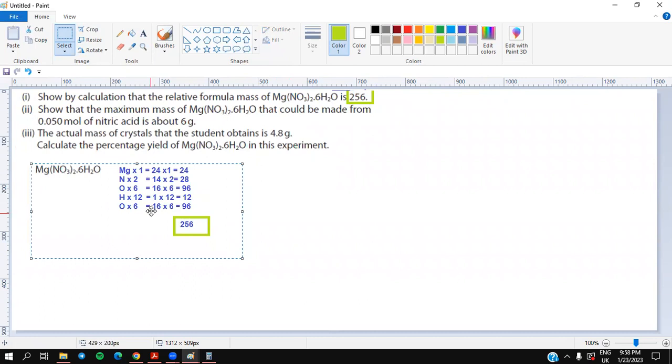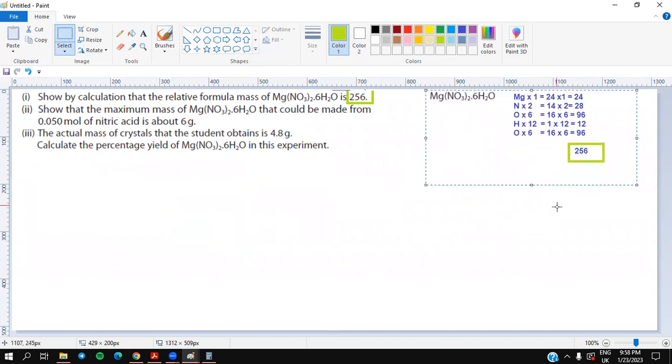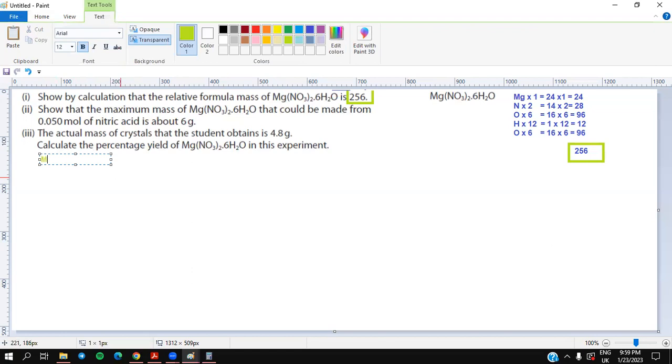And again, magnesium nitrate mass we have found out to be 256. We go to the next one. Show that the maximum mass of magnesium nitrate, 6H2O, that could be made from 0.05 moles of nitric acid is about 6 grams. To do this work, we should know the balanced chemical equation. So I write the chemical reaction for what I want to make, magnesium nitrate. Okay, the equation is this.